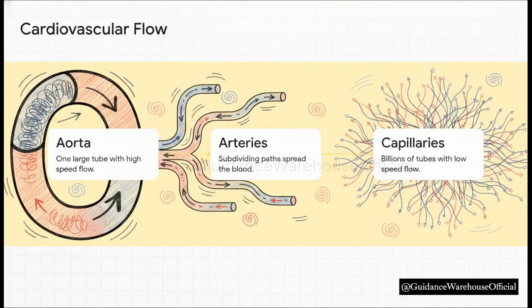Let's break down how this cardiovascular math actually works inside you. Blood leaves your heart through one primary large blood vessel called the aorta. Because it's just one single tube handling all that volume, the speed is quite high. From there, it subdivides into smaller and smaller arteries, eventually branching out into microscopic vessels called capillaries.